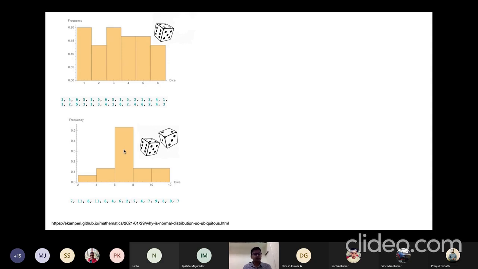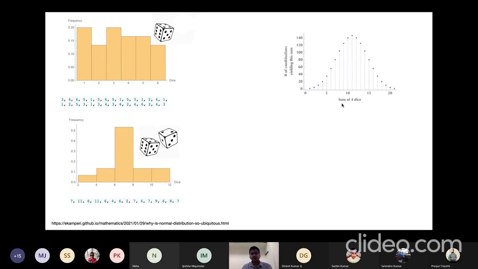Now, again, I have a finite number of trials here, let's say 10, 20, then you get this kind of distribution. If you increase the number of trials, so let's say you throw 1,000 times and you plot them, then you'll get something like this kind of distribution.